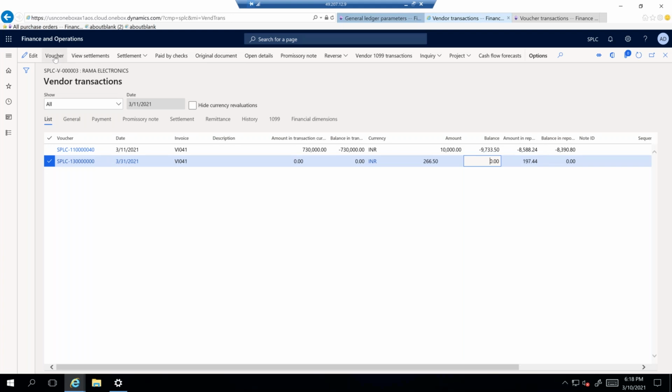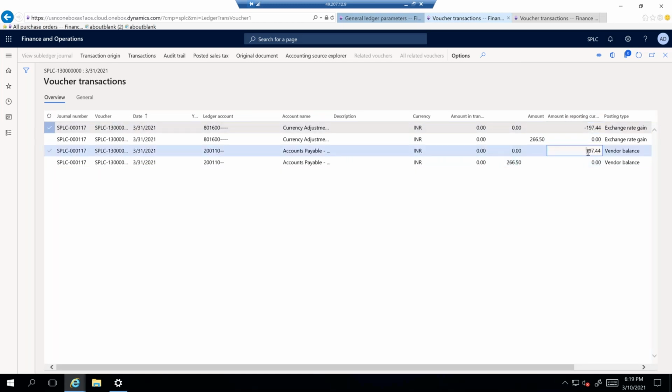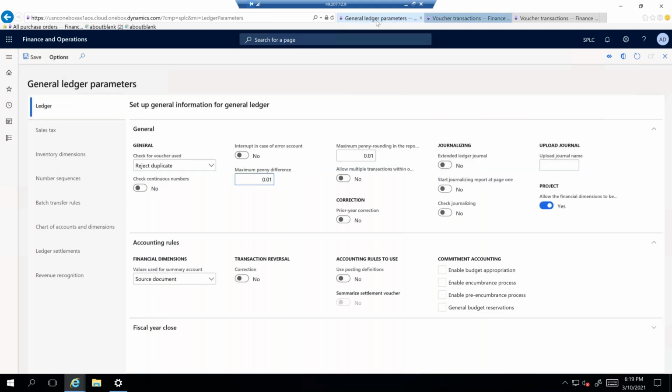Understood? So if you want to see the voucher, you can see the voucher. One is for accounting currency, one is for reporting currency. So the first and third set is for accounting currency. Sorry, reporting currency. This is for reporting currency, this is for accounting. Any confusion? Clear? Any confusion?